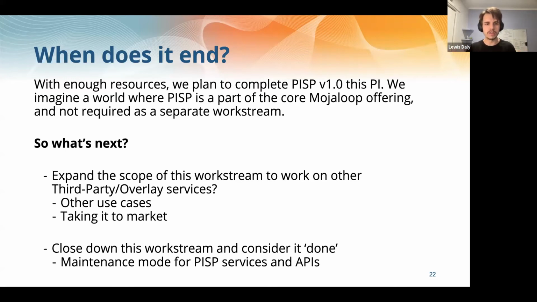Now, the question is, what's next with the PISP workstream? Thinking beyond this 3-month mark, beyond a world where this is all integrated with the main modular code base, what is the scope going forward of the workstream? Could it be expanded into looking at other overlay services, other use cases? For PISP, there's been discussion of a few use cases already. Could this workstream focus more on bringing PISP to market and providing resources and support for people doing that in production environments? Could we close down the workstream and call it done?